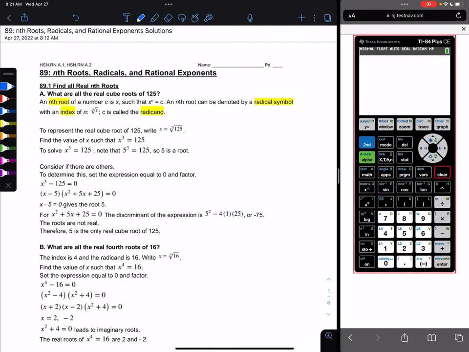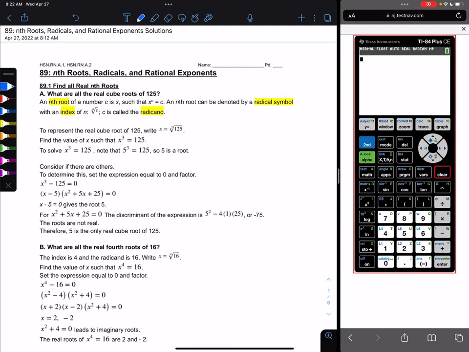In this video, we're going to look at topic 89, example 1, find all real nth roots. For both A and B, most of the work has already been written out. I just want to walk through some of the steps and point out some important things you'll need to know moving forward. So part A, what are all the real cube roots of 125?